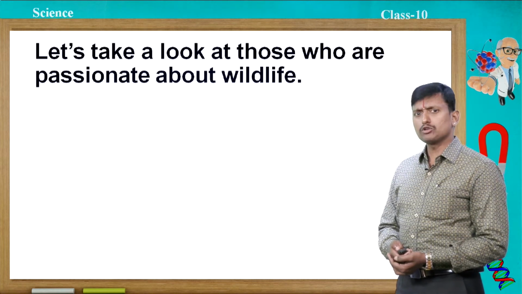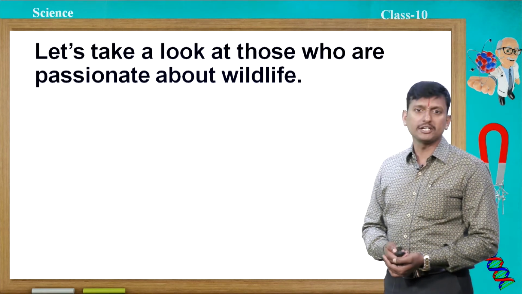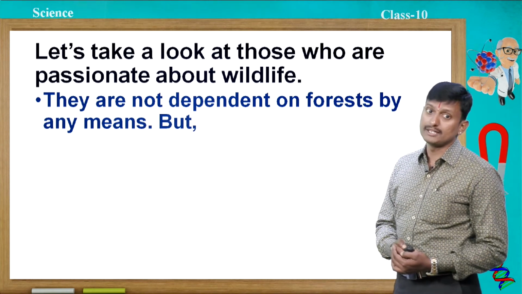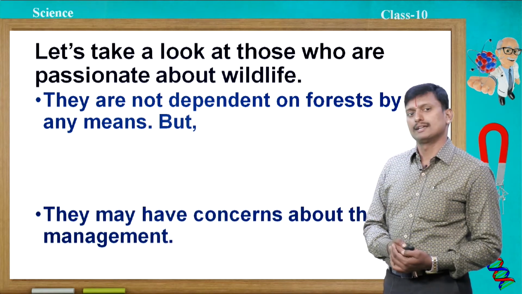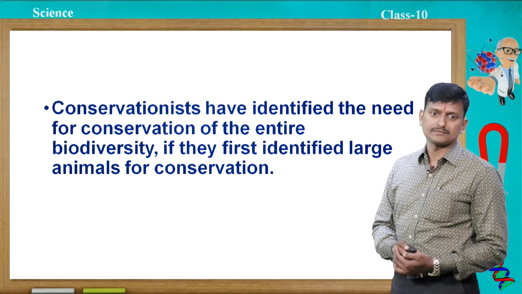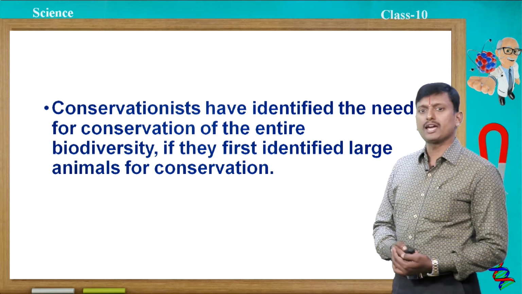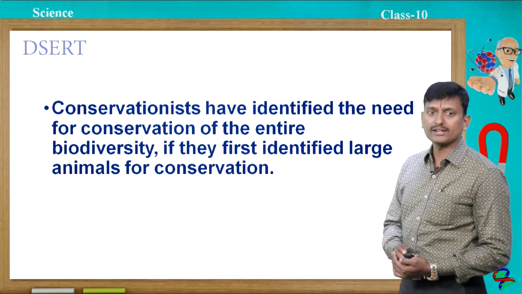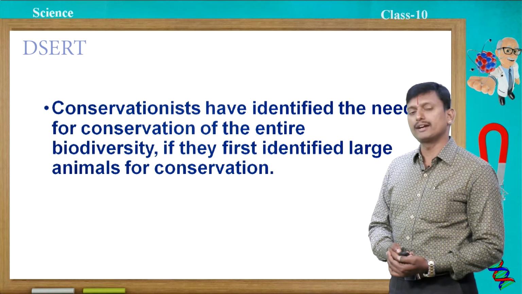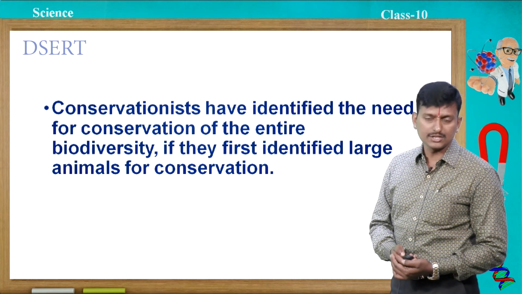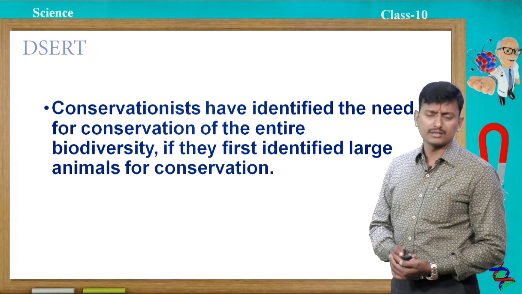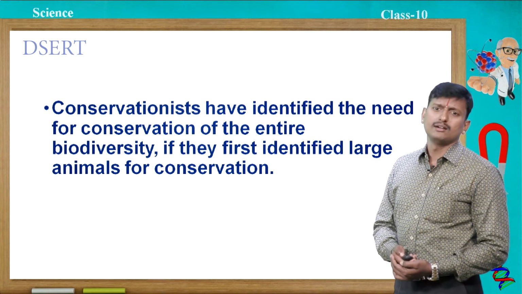Let's take a look at those who are passionate about wildlife. They do not depend on the forest by any means, but they may have concern about its management. Conservationists have identified the need for conservation of entire biodiversity, though they first identified large animals for conservation. That means every animal in the environment is very important for the forest.